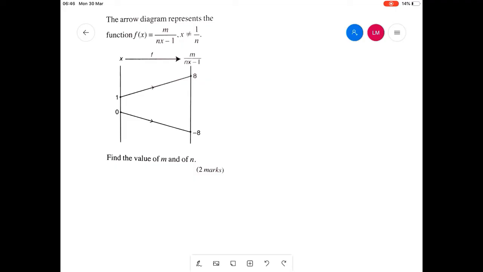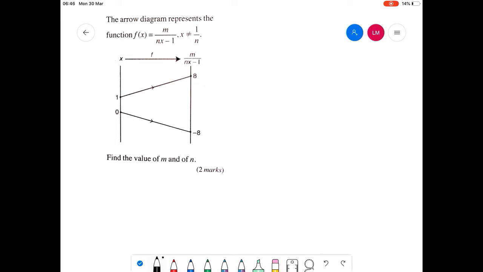Okay, so for this question, the arrow diagram represents the function f(x) equal to m over (nx minus 1). Find the value of m and of n. Okay, so here we have to understand first. This is the object, while this is actually the image.